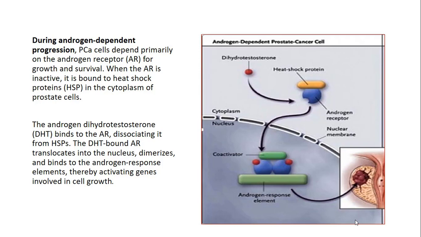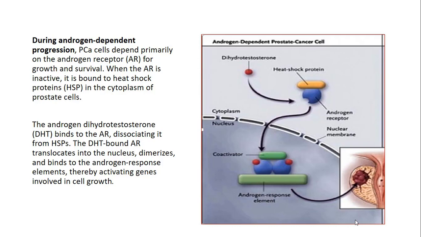Dihydrotestosterone combines with the androgen receptors and takes them from the cytoplasm to the nucleus, and with the help of coactivator and androgen response elements, it promotes further growth of the tumor cell. So this is the normal pathway of how the androgens stimulate the growth of prostate. The dihydrotestosterone binds to the androgen receptor, and the receptor goes into the nucleus, and then it activates lots of things.